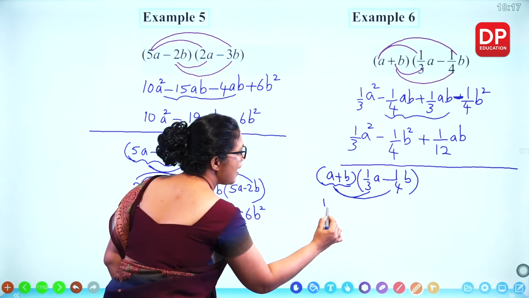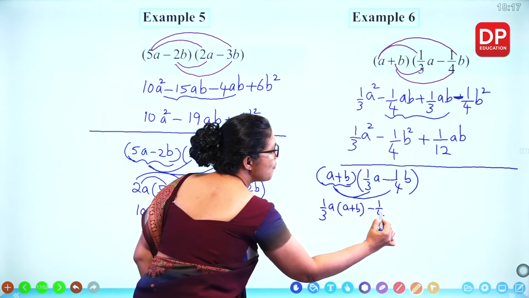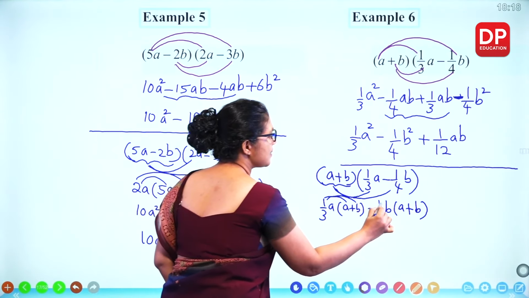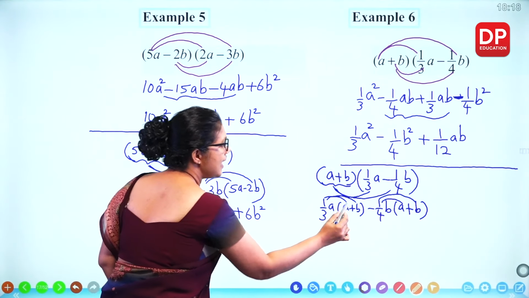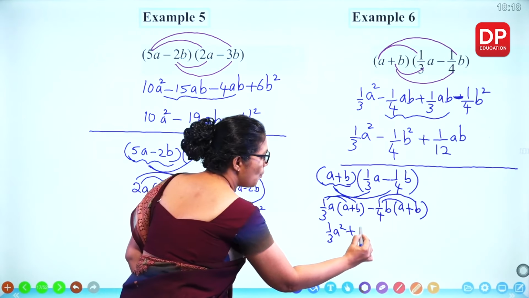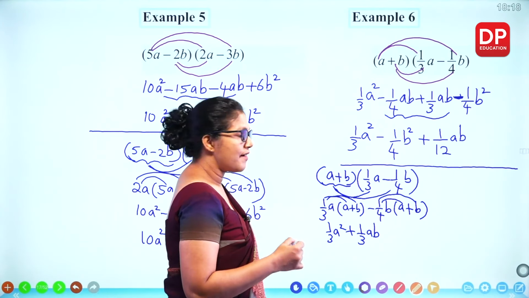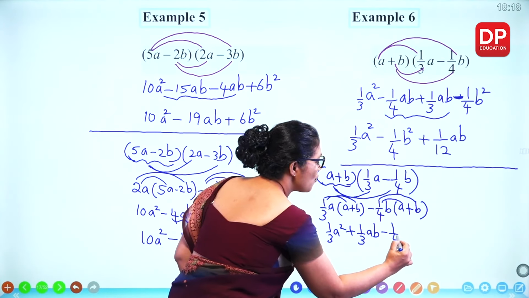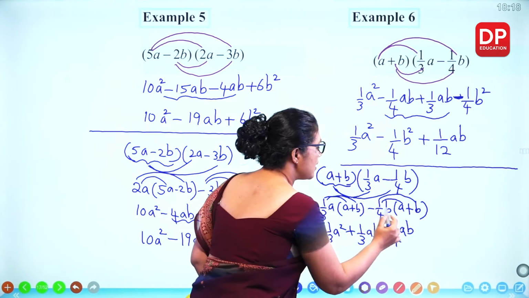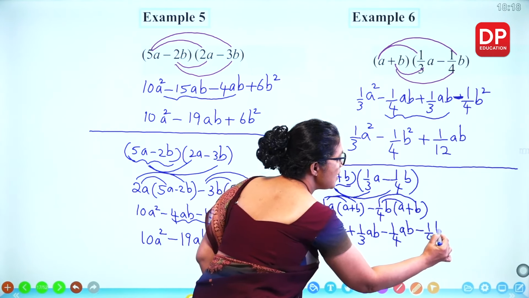So instead I can write 1/3 A into A plus B. And I can write 1/4 B into A plus B. Then expand brackets. 1/3 A times A, 1/3 A squared. 1/3 A times B, 1/3 AB. Minus 1/4 B times A you can write as AB. Minus 1/4 AB. Minus into minus becomes plus 1/4 B squared... minus 1/4 B into minus B becomes plus.